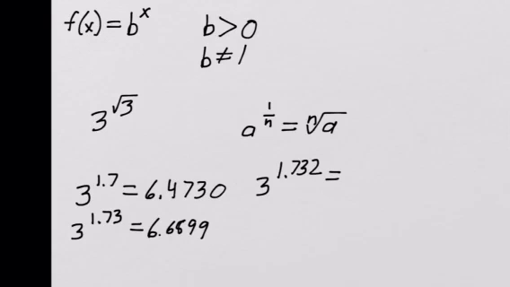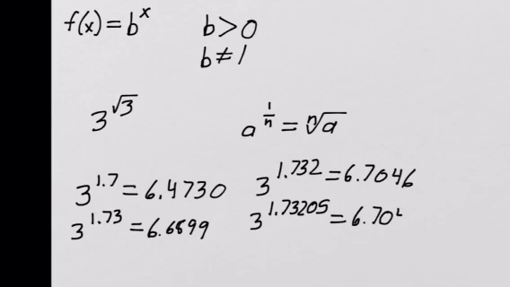And that's going to be 6.7046. And if we do 3 to the 1.73205, we end up getting 6.704, actually that's going to round to 50. And we can keep on going along that line.